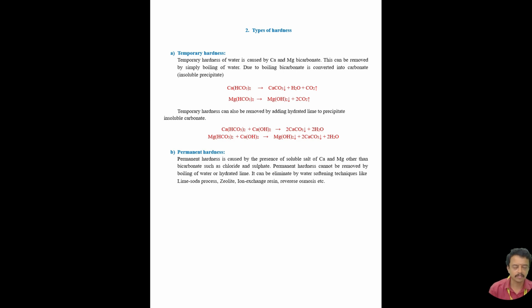And permanent hardness: the salts producing permanent hardness are calcium sulfate, magnesium sulfate, calcium chloride, and magnesium chloride. Permanent hardness can be eliminated by water softening techniques: the lime soda process, and various other processes such as the zeolite process, ion exchange resins, and reverse osmosis techniques.